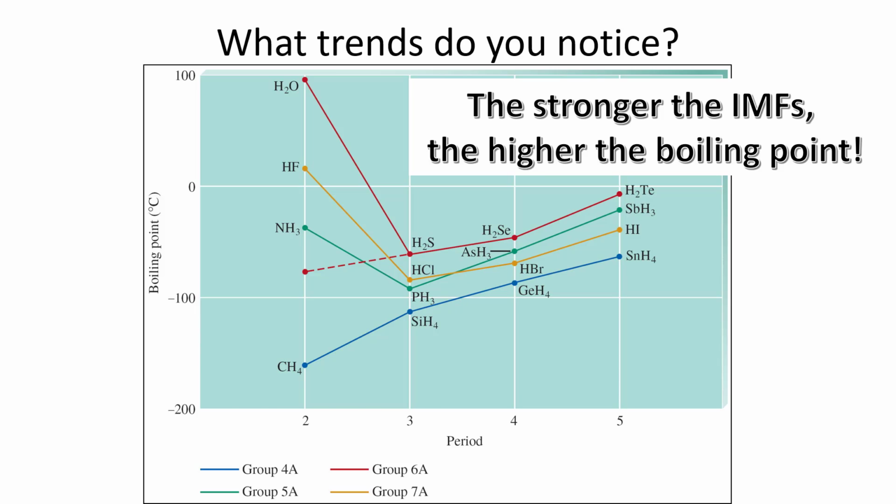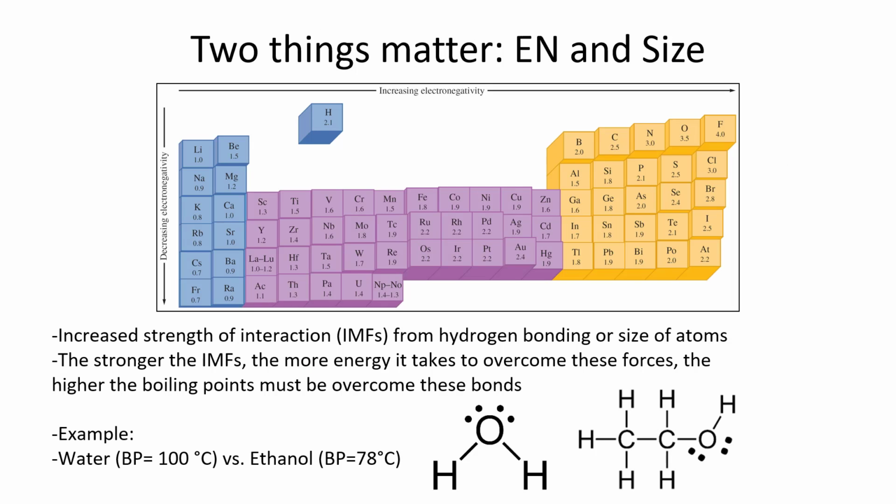As we said before, if we increase the IMFs, we increase the boiling point. Those increased interactions could come from hydrogen bonding, the size of the atoms, or even how the molecules or atoms are separated in space, with the geometry. But the same thing is still true: whatever attributes build and strengthen the intermolecular forces, the more energy it takes to overcome them, depending on how strong the IMFs are.